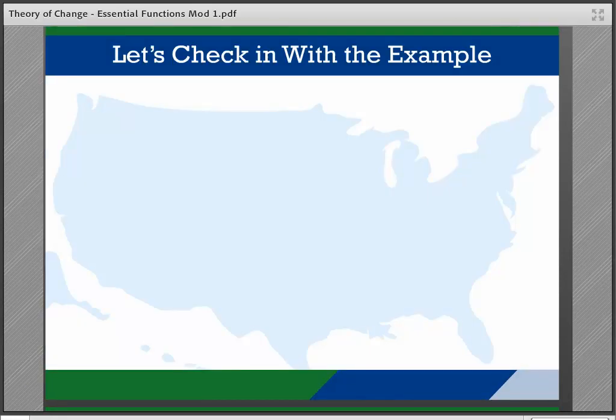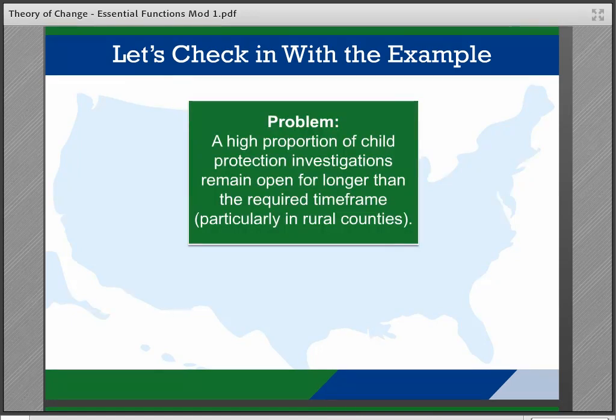Let's check in on the example included in the Developing a Theory of Change brief. To take the first step in developing a theory of change, the team reviews what the stakeholder team discovered through problem exploration. Remember, during problem exploration, a team uses data to identify and validate a problem, how it's impacting the community, and its root causes.